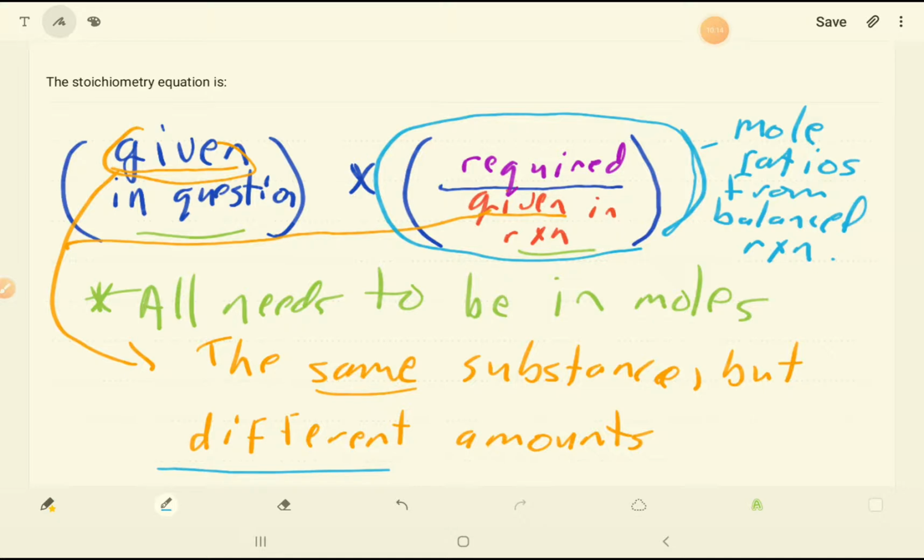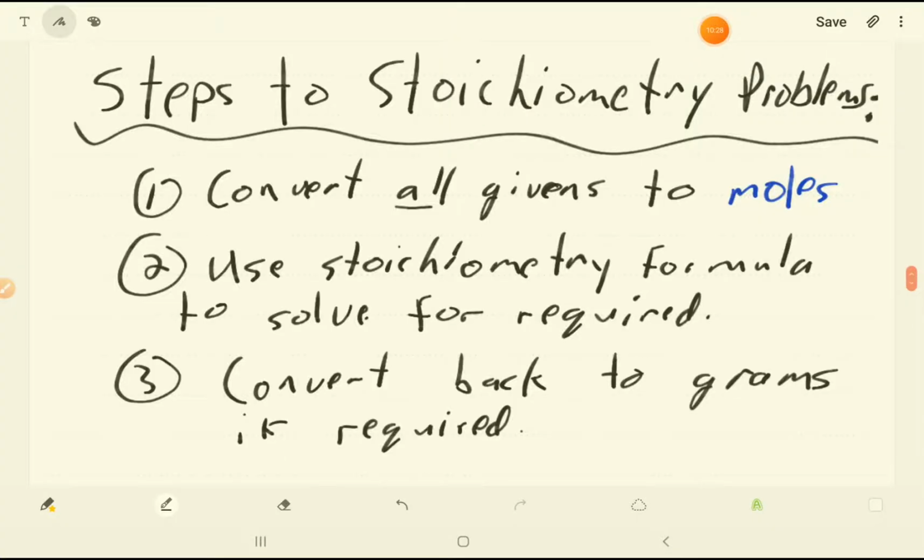Let's see exactly how this formula works when we're given an actual question. But before we do that, we need to outline a strategy in order to solve stoichiometric problems. So here's just a list of 3 simple steps that we're going to apply to each stoichiometry problem until we're very comfortable solving them. The first step is that whether I give you grams or kilograms, you're going to convert all given amounts to moles. And we're going to do that using that very valuable triangle, right, that we did in grade 10.